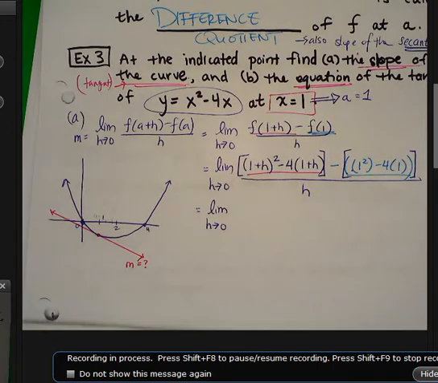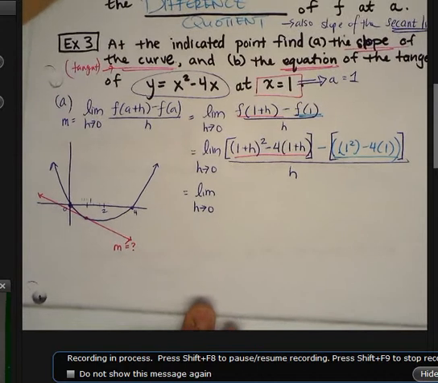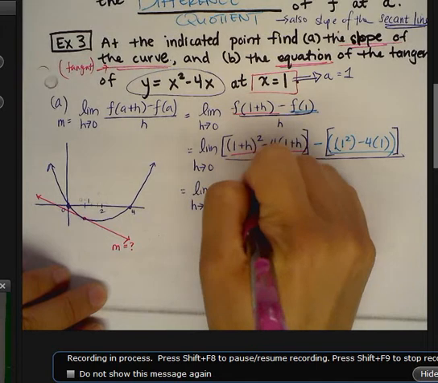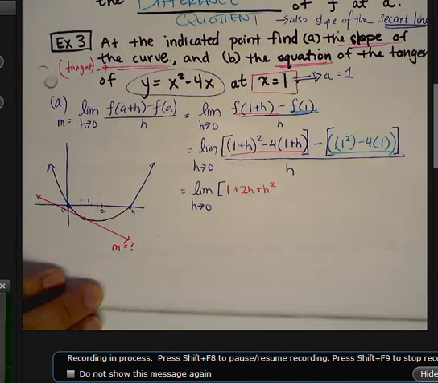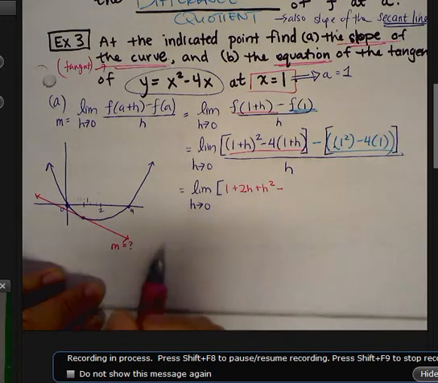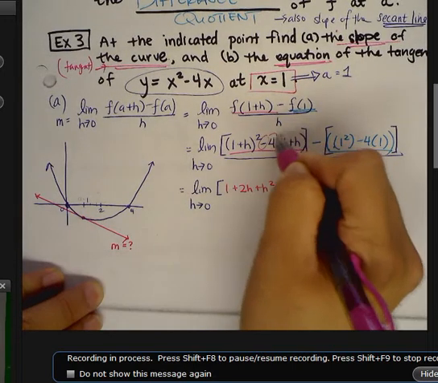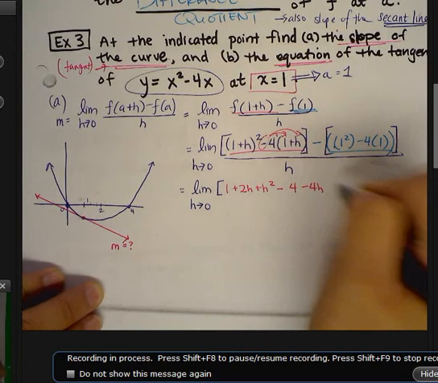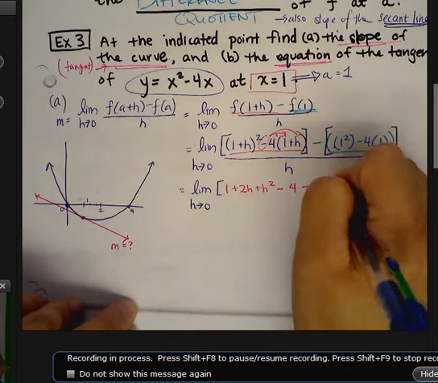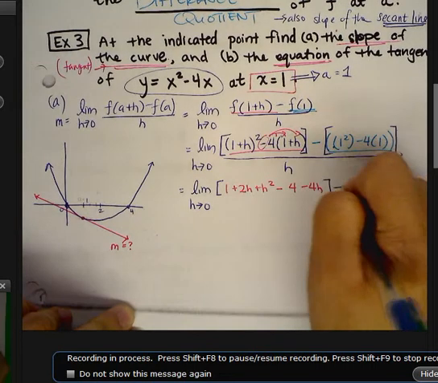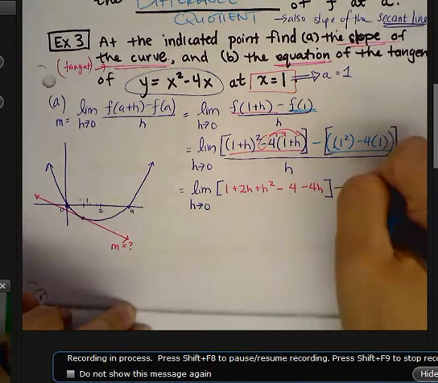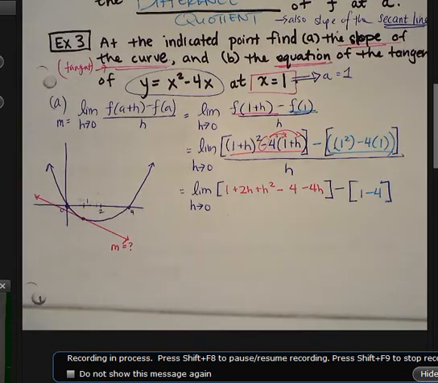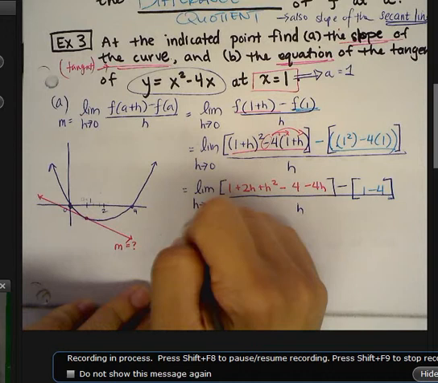The limit as h goes to 0 of, now what's 1 plus h squared? It's going to be 1 squared plus 2h plus h squared, right? Minus, don't forget to distribute the negative. That's another big opportunity for error. Minus 4 minus 4h. And then we have a minus here. 1 squared is 1 minus 4. But that thing is all subtracted, okay? All over h. Now you guys should be able to do this without me.